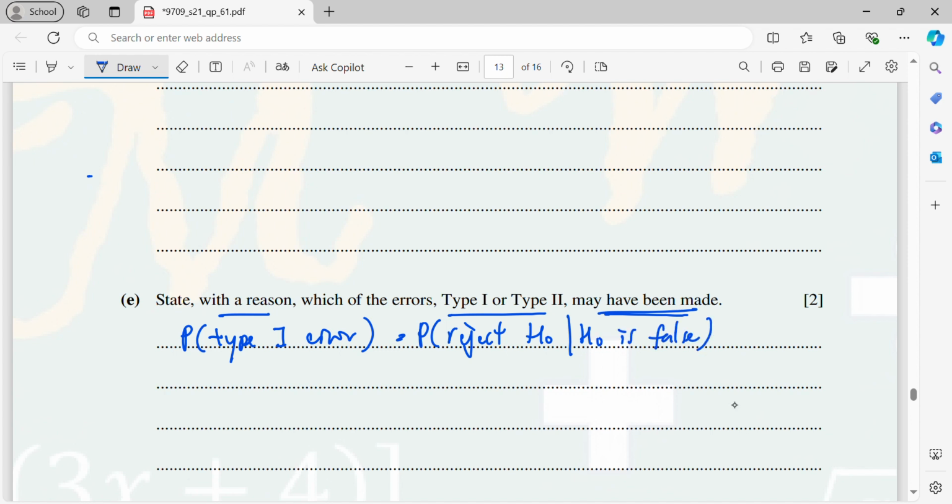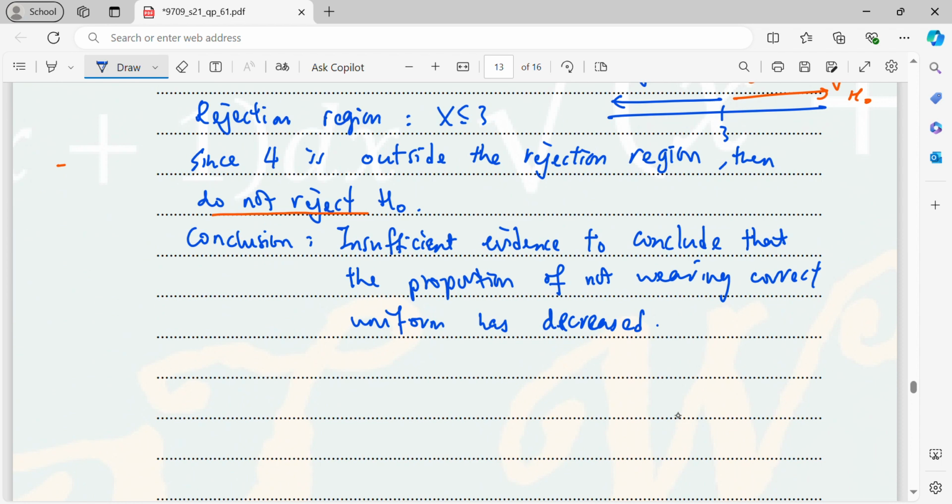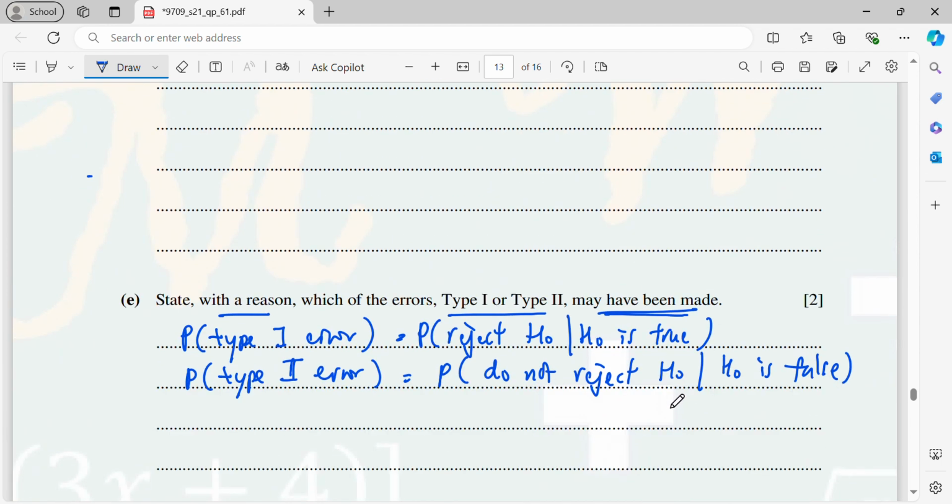Then the probability of making type 2 error is defined as the probability of do not reject H0, given H0 is false. Okay, so now look at the decision from the test. The decision is do not reject H0. So when we do not reject H0, basically that is type 2 error.